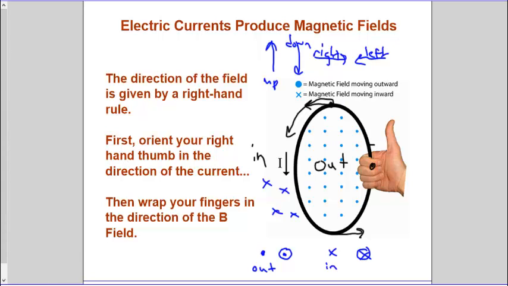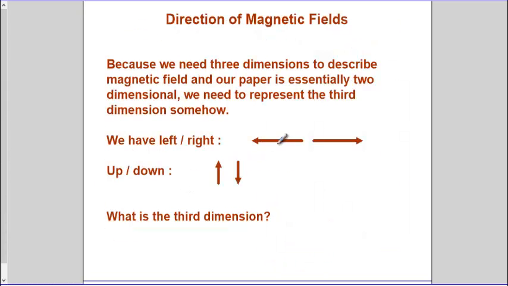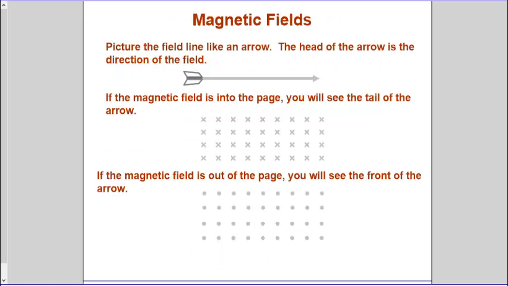We'll practice this right hand rule quite a bit. Up, down, left, right, and the third dimension is in, which will be X's, or circles with X's, or out, which are circles with dots, or dots themselves, whichever you prefer, and so on. So there we go. We have a magnetic field that points in, and here we have a magnetic field that points out.